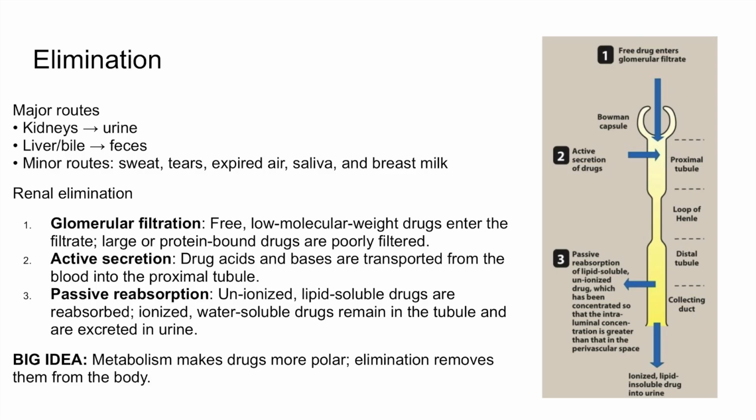Third, passive reabsorption can return drugs from the renal tubule to the blood. So lipid-soluble, non-ionized drugs cross membranes more easily and are therefore more likely to be reabsorbed. Ionized water-soluble drugs tend to remain trapped in the tubular fluid and are excreted in the urine. The major takeaway is that metabolism usually makes drugs more polar, allowing the kidneys to eliminate them more effectively.